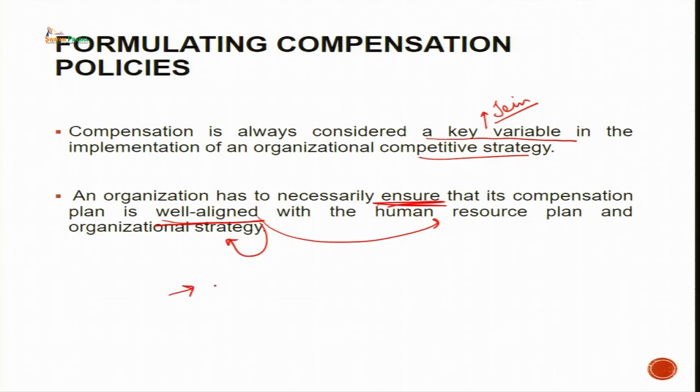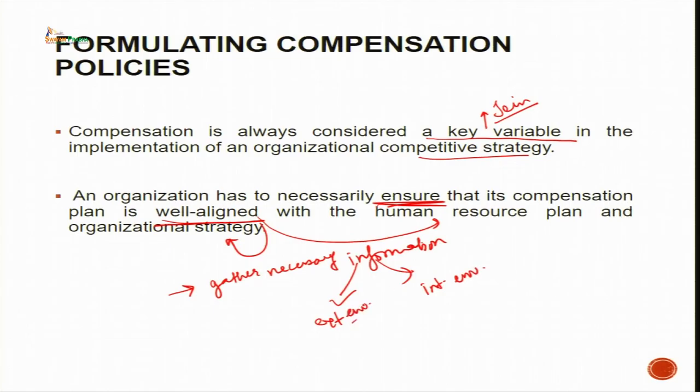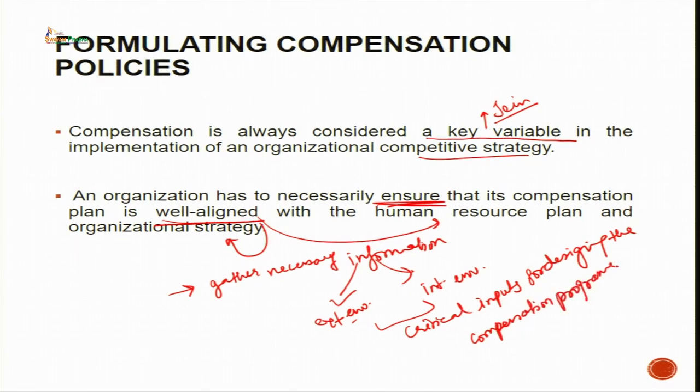For the purpose of aligning the compensation plan with human resource plan and organizational strategy, what is important is that HR must gather some necessary information. And what information we are talking about here is about the conditions prevailing in both the external and internal environment of the organization with respect to the skill and competence of employees which are needed. This information is then used as one of the critical inputs for designing the compensation program. And thus, it helps in determining finally the compensation policies.